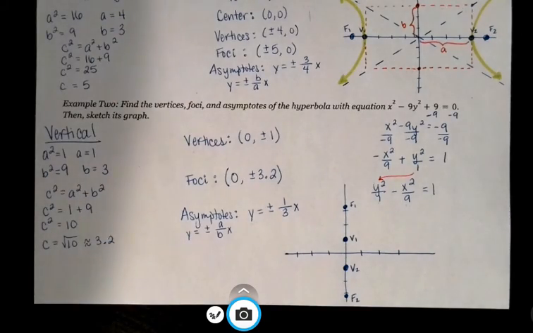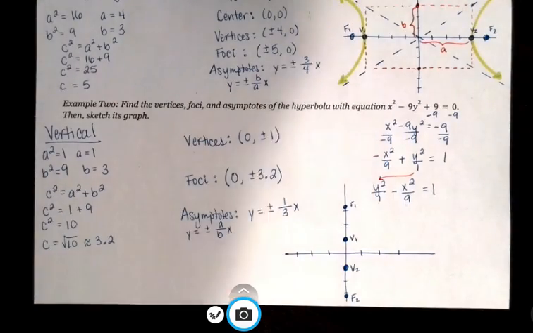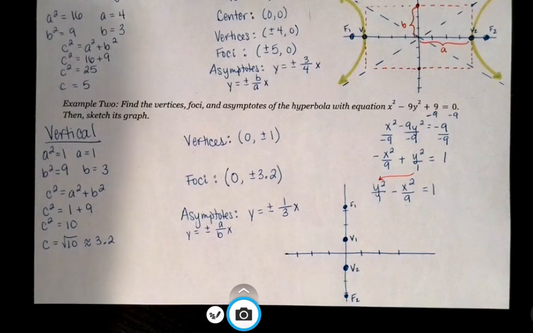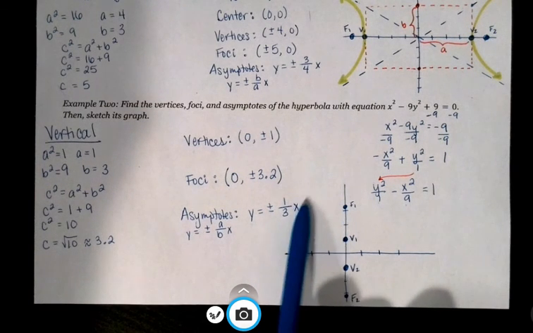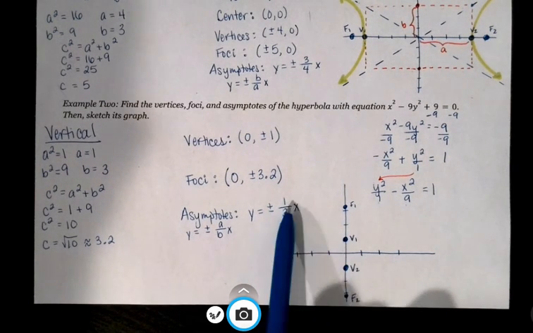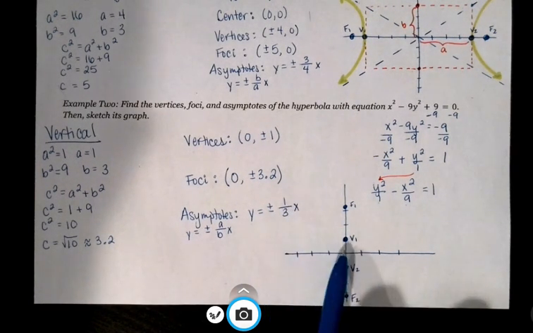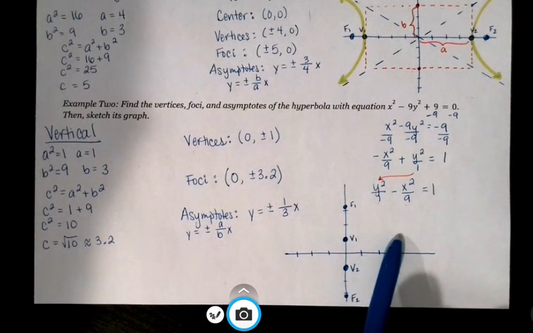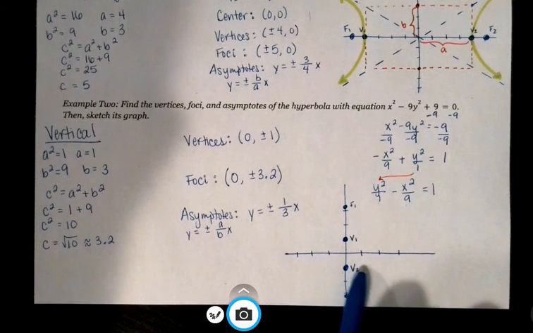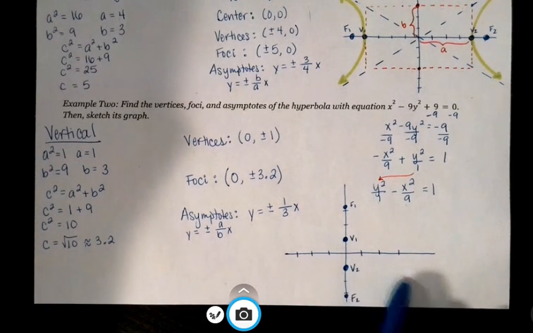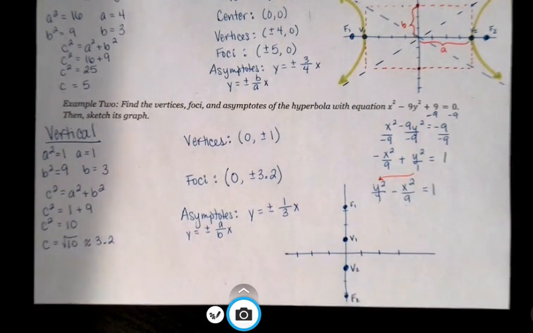And then I do need to make my box, or I need to graph my asymptotes. Whatever you are comfortable with. So if you just want to graph it like this, our y-intercept is still 0. I'm going to go up 1 and then right 3. So up 1, right 3, put a dot, connect those. And then I do the negative version. So I go down 1, right 3, make a dot, connect those. You have your two asymptotes.